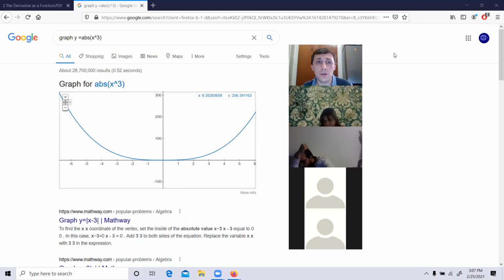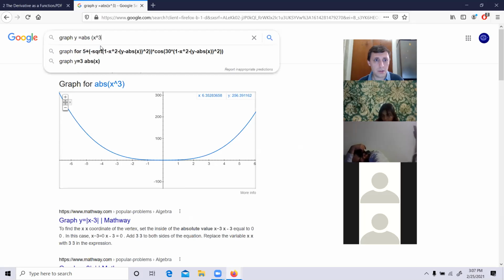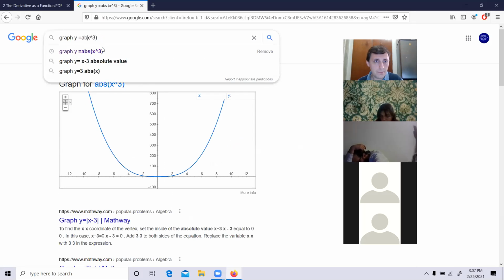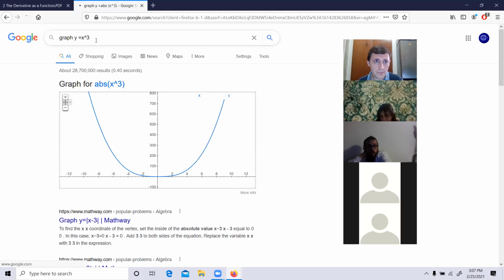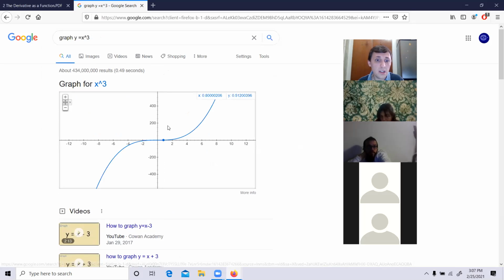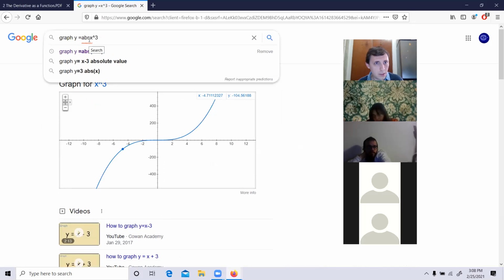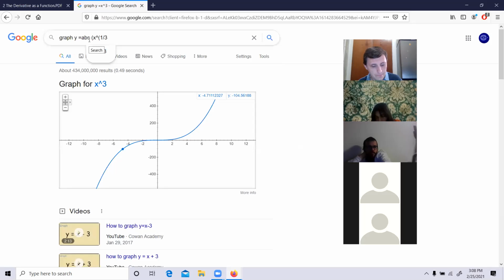Let me for a second show you maybe this. Let's see, absolute value of x cubed. I mean, without absolute, just x cubed, sorry. Yeah, it's of course not x cubed, sorry. That's my mistake, that's why it didn't work. I meant x to the power 1/3.